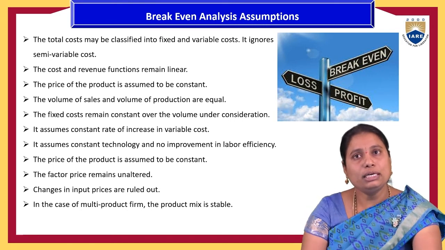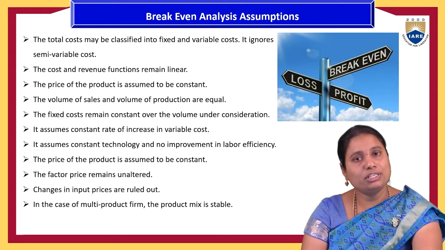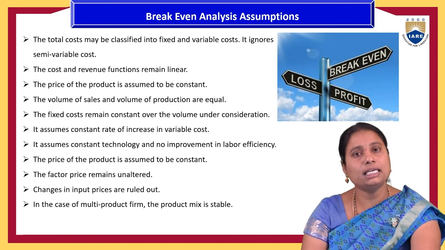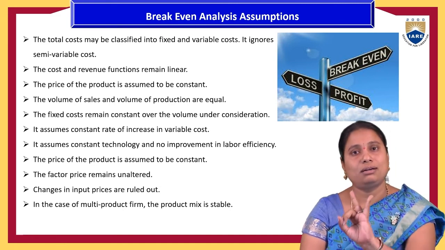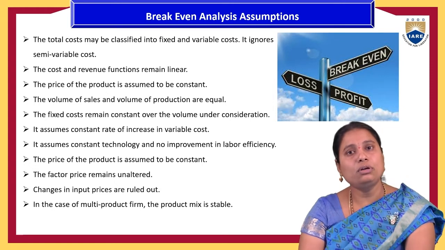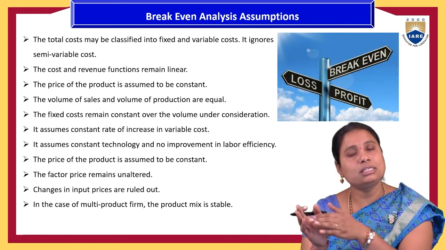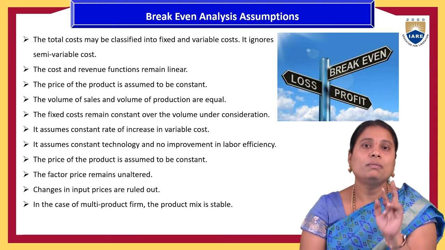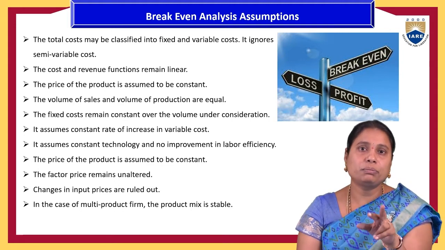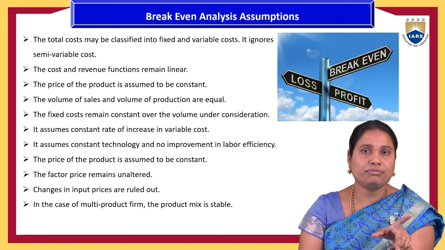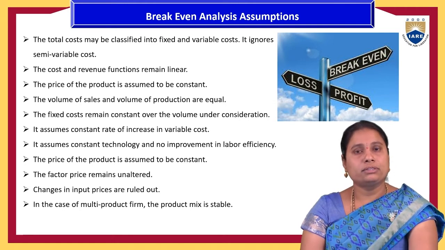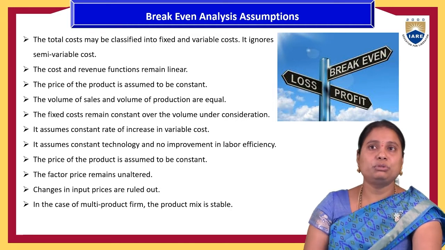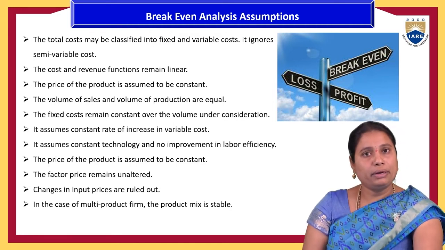Here, the total cost may be classified into fixed and variable costs only. Any expenditure incurred by the producer should be either fixed or variable. Semi-variable or any other type of cost is not included here, which means the cost incurred by the producer should be identified as either fixed or variable. The other elements are not taken into consideration. That is the first assumption of the break-even analysis.